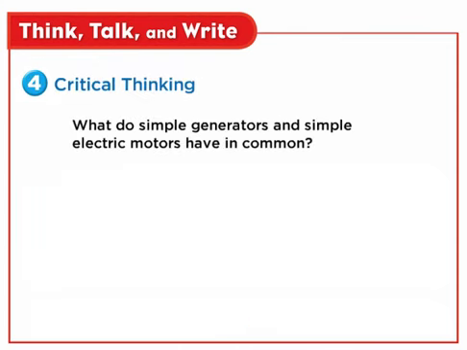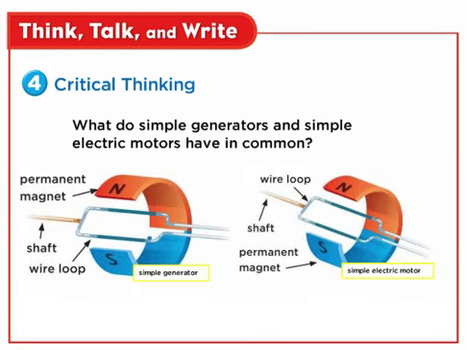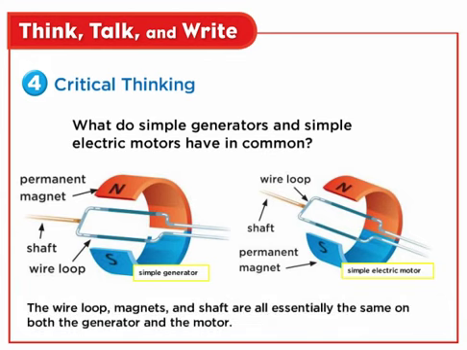What do simple generators and simple electric motors have in common? The wire loop, magnets, and shaft are all essentially the same on both the generator and the motor.